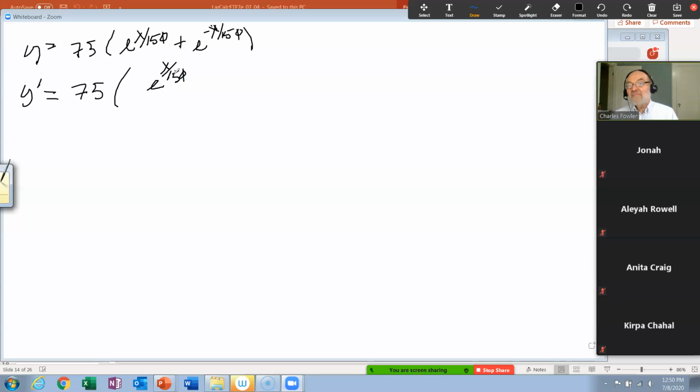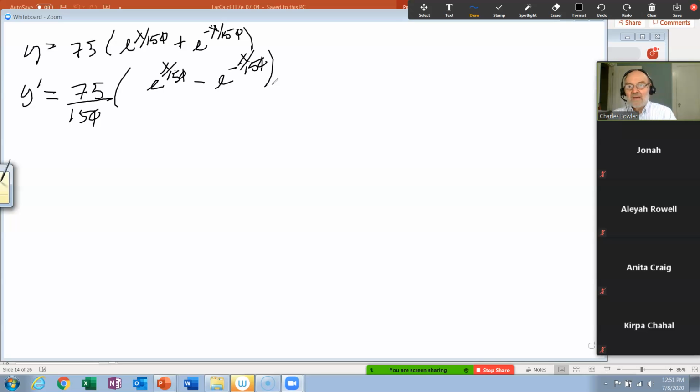Okay, times 1 over 150. Same thing's going to be over here for that one. So basically you can pull the 1 over 150 out and not have it hanging around in here. Then this one, the derivative of this, is going to be the same, except it's going to be a minus e to the minus x over 150.